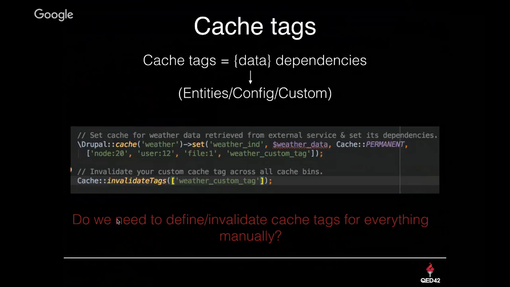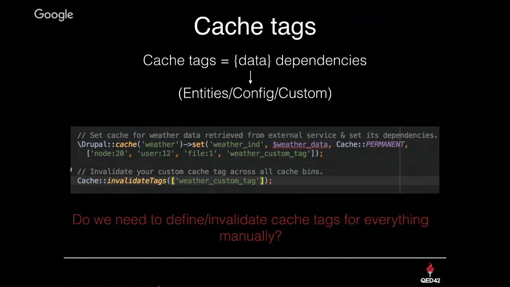So if you take a look at the example here, we are trying to do something which is similar to the cache set function in Drupal 7. In Drupal 7, we had a cache set function in which we could pass a cache ID and a cache value, right? But in Drupal 8, we have a service for that. So use the cache service, tell it that I want to use the weather bin, or I want to use the cache bin, or I want to use the views bin to store weather data with a cache ID weather_ind.